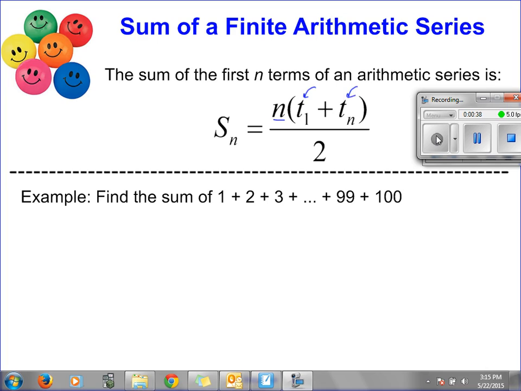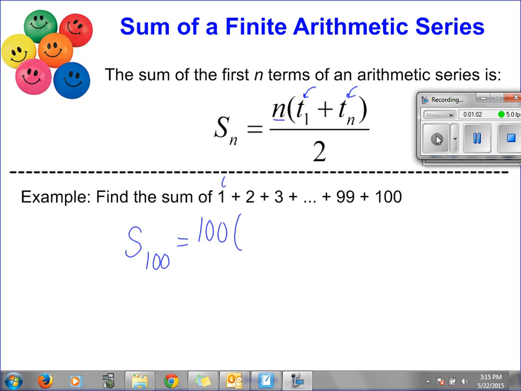If we look at the example that we did on the previous video, the Gauss example, looking at 1 plus 2 plus 3 all the way up to 100, adding that series together. If we apply this, we know from 1 to 100 that there's 100 terms, so we'd be looking at S, the sum of 100 terms. So our n value would be 100.